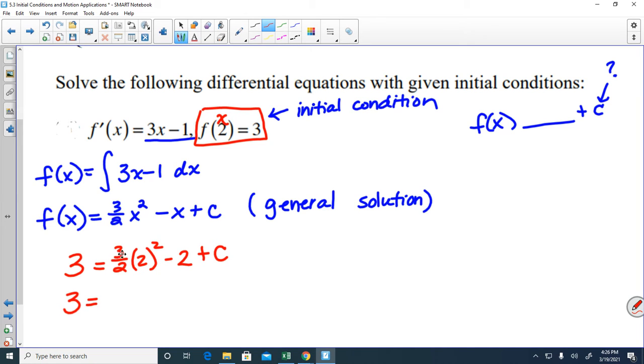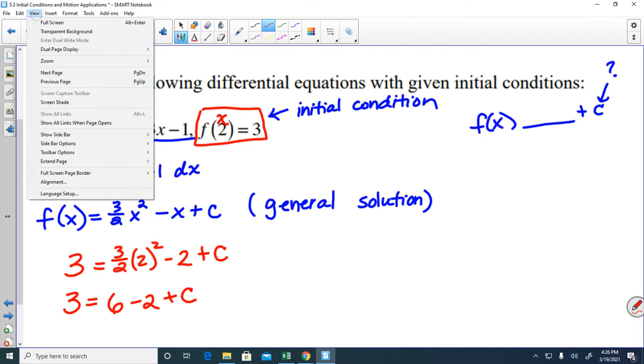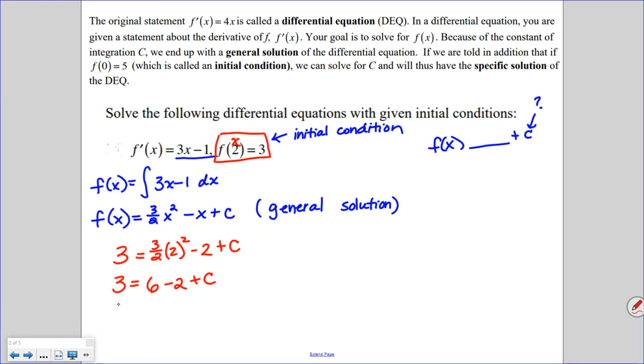So 3 equals, let's see, that would be 3/2 times 4, 6. I can't do that in my head right now. 6 minus 2 plus a constant. Let's see the whole screen. 6 minus 2 is 4. So 3 would be 4 plus c. So it looks like I'm getting negative 1 for c.